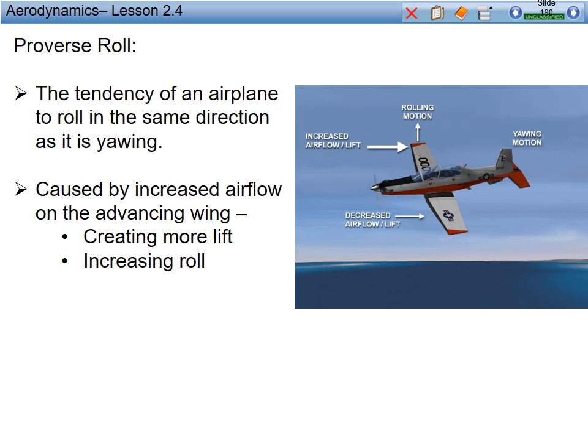In a forced yaw to the left, the right wing will advance, causing more relative wind over that wing, causing more lift from that wing. Conversely, the left wing will be retreating from the relative wind, causing less velocity and less lift. Thus, there will be an imbalance in lift, causing the airplane to roll in the same direction as the yaw input.